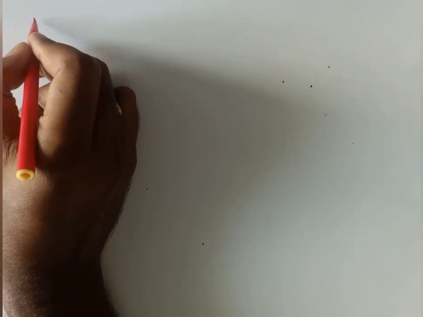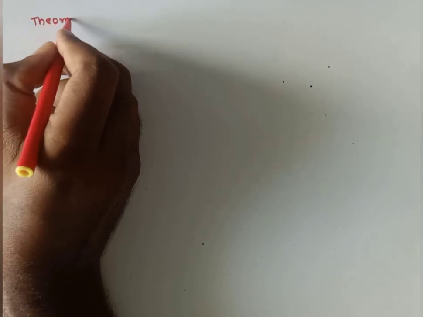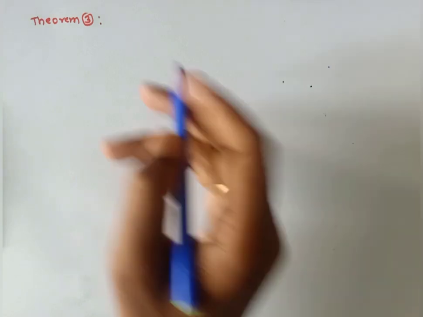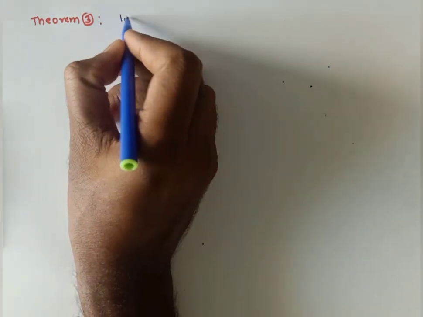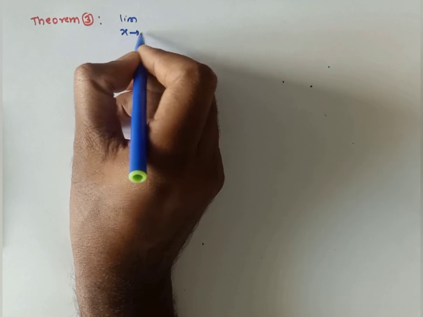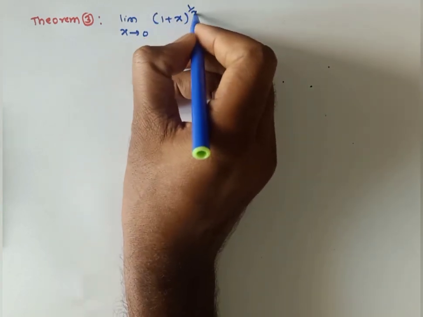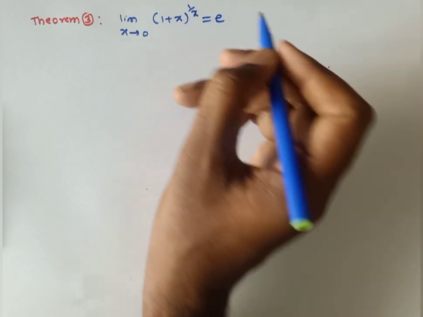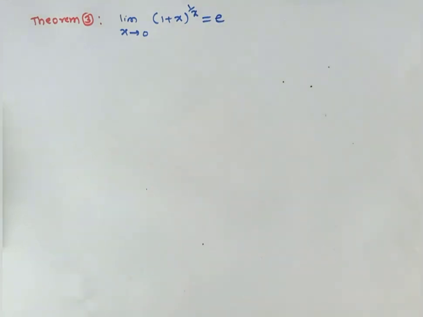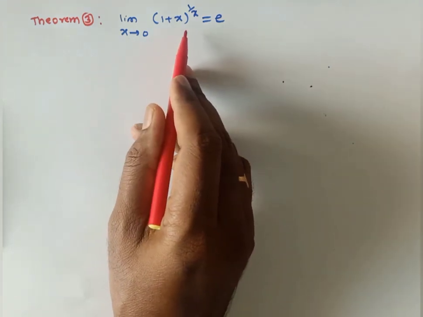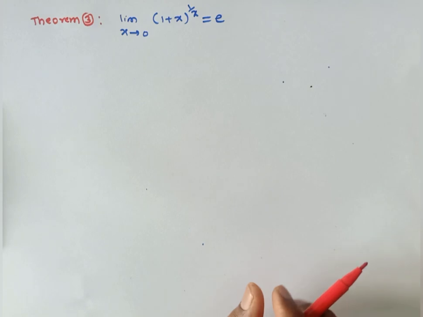So 3 more statements are there without proof. So write down those 3 things. So that is theorem 3. That is, limit x tends to 0, 1 plus x whole to the power of 1 by x is an irrational number. So here you need to remember this formula. Limit x tends to 0, 1 plus x whole to the power of 1 by x is e.